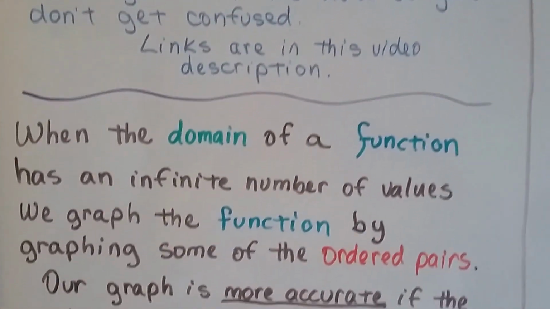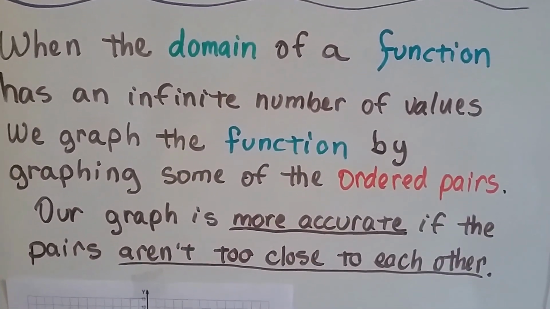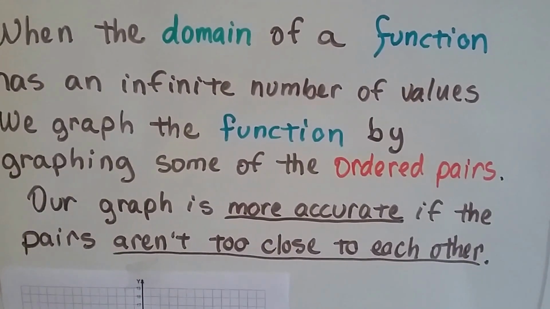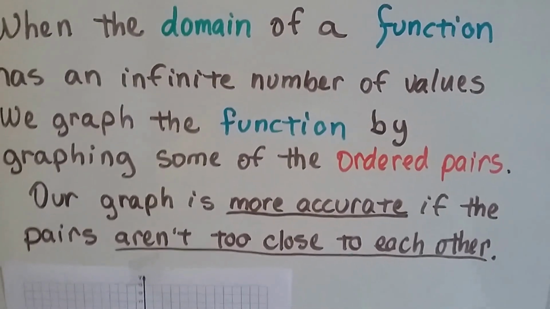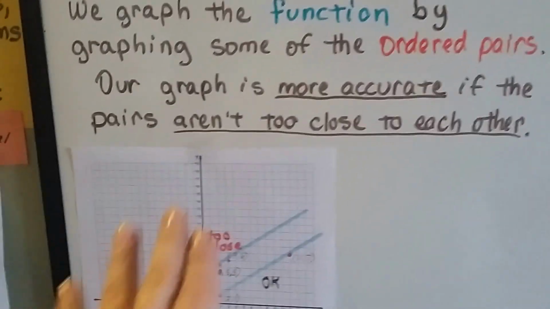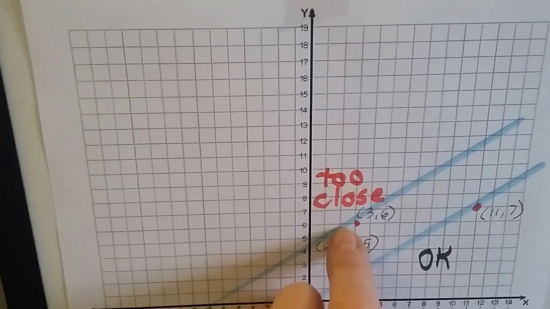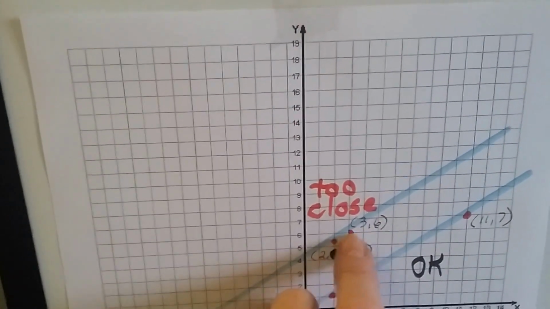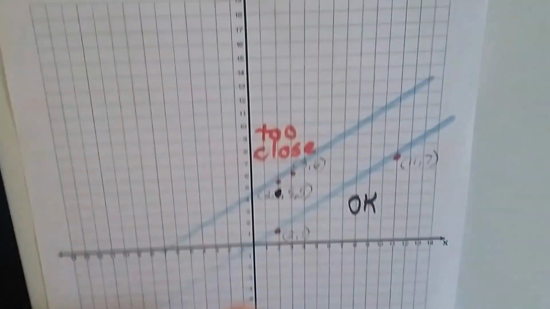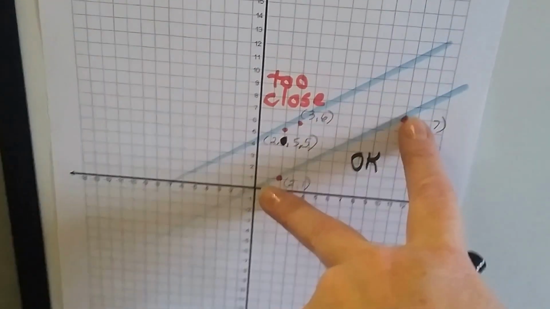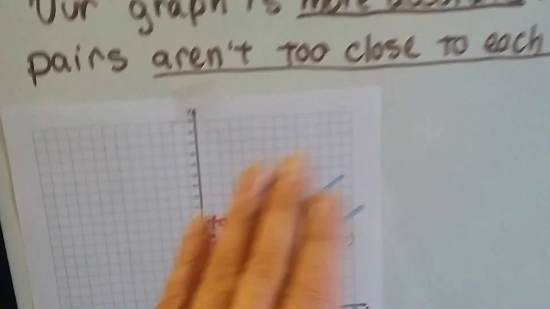When the domain of a function has an infinite number of values, we graph the function by graphing some of the ordered pairs. Now, a graph is more accurate if the pairs aren't too close to each other. So when we're graphing ordered pairs, if you pick ordered pairs that are really close to each other, then it's going to be really hard to make an accurate graph. When you pick numbers that are farther apart from each other, we know our graph is more accurate. Okay, that's just a little side note to help you.